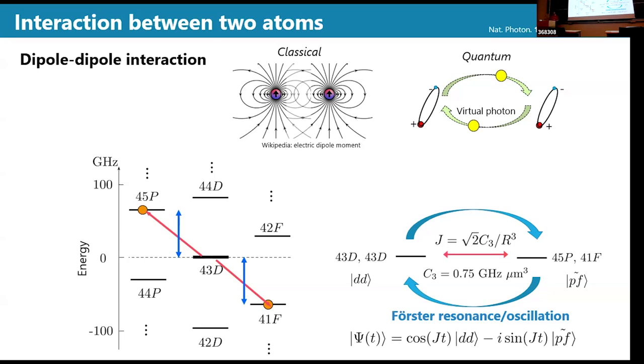How good is this resonance? There is still a little bit of a mismatch of the energy. It's on the order of megahertz, compared with the interaction strength, which can be on the order of gigahertz. So it's almost negligible, and we can safely say it's a resonant condition.